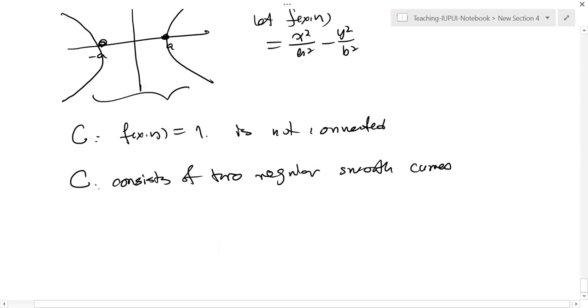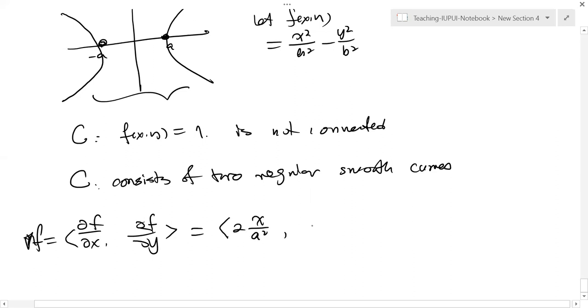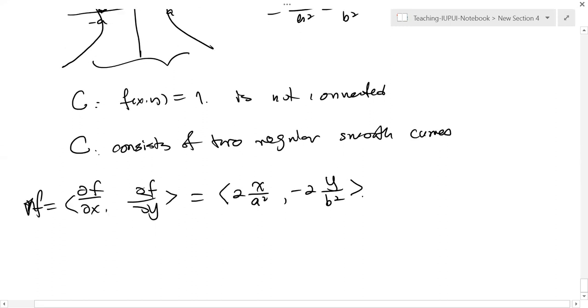Because when you differentiate, let's look at the gradient of f. It's going to be 2x over a squared, and negative 2y over b squared. Clearly, this is going to be zero if and only if x equals zero and y equals zero. Otherwise, it's not going to be zero.